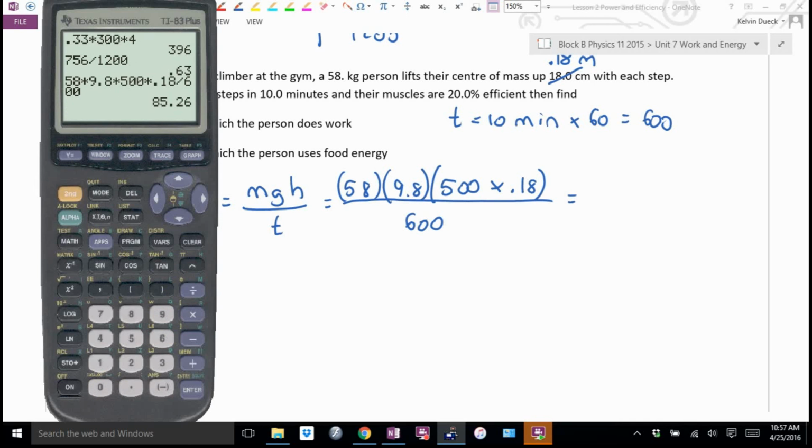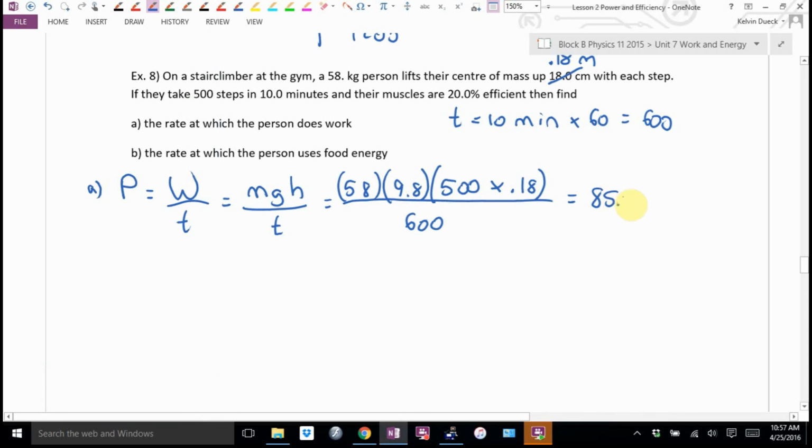Do y'all get 85.26? I'll go 85.3. Power's measured in watts.